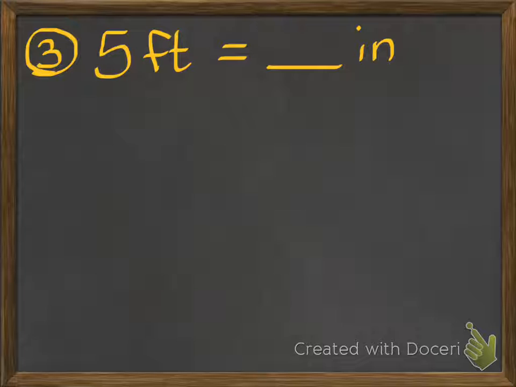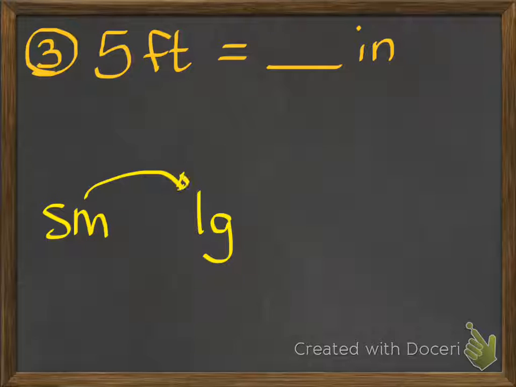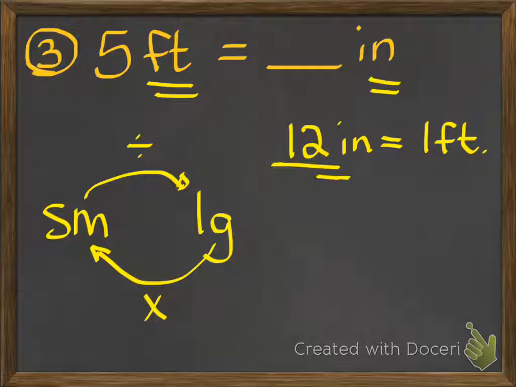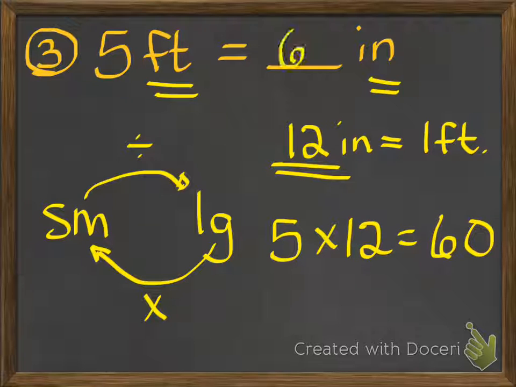Number 3. 5 feet equals how many inches? Remember, when I'm going from a smaller to a larger unit, I have to divide. But I'm going from feet to inches, which is a larger unit to a smaller unit. When I go from a larger unit to a smaller unit, I multiply. So I have to know how many inches there are in a foot. There are 12 inches in 1 foot. So I'm going to use that number 12. I'm going to multiply 5 times 12. 5 times 12 equals 60. So there are 60 inches in 5 feet.